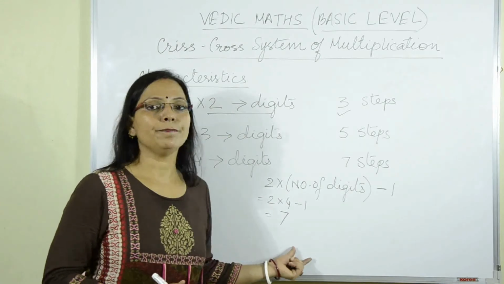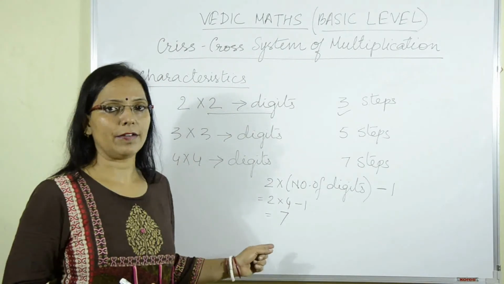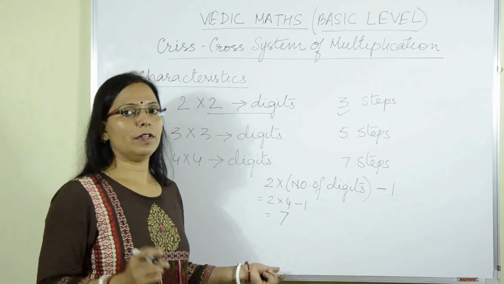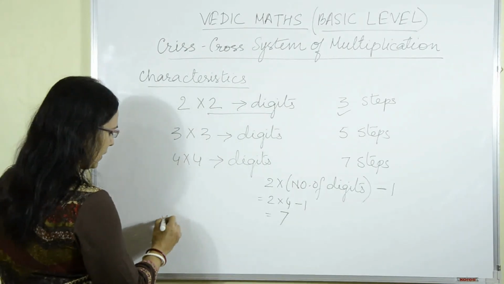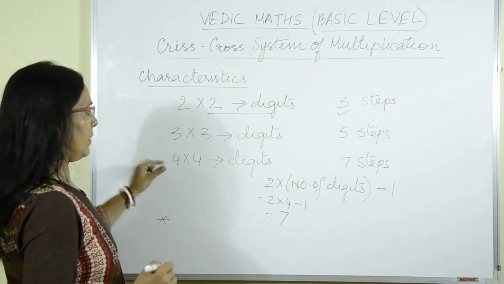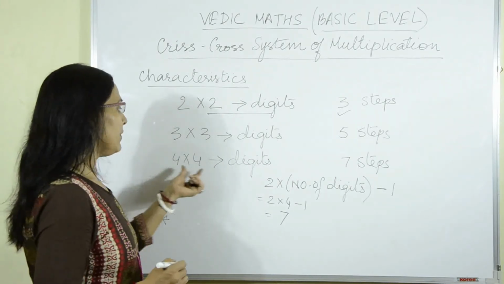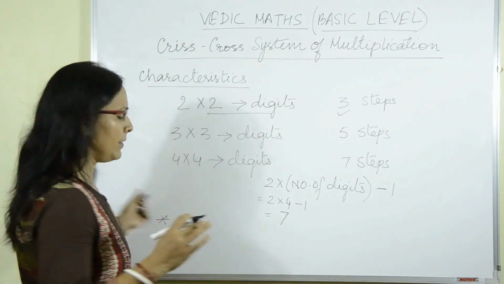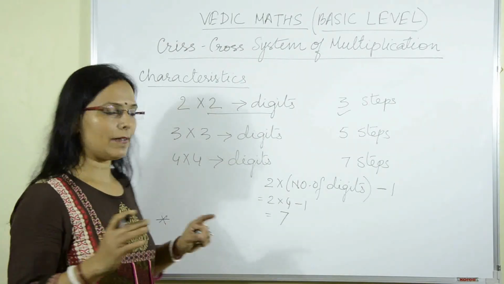If you remember this formula, you will be able to know how many steps you will have to do according to the number of digits. Now, here there is one catch. The catch is you will have to remember if the number of digits are not the same, you will have to make them equal. How? You will have to put zeros and then make them similar.